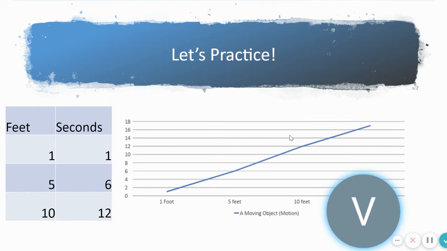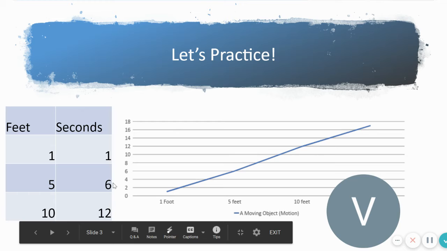So let's practice. For our line graph today, we have a data chart that goes with it. And our line graph focuses on the distance that an object can go in seconds. So according to our data plot, in 1 second, an object went 1 foot. In 6 seconds, the object went 5 feet. And then in 12 seconds, the object went 10 feet.